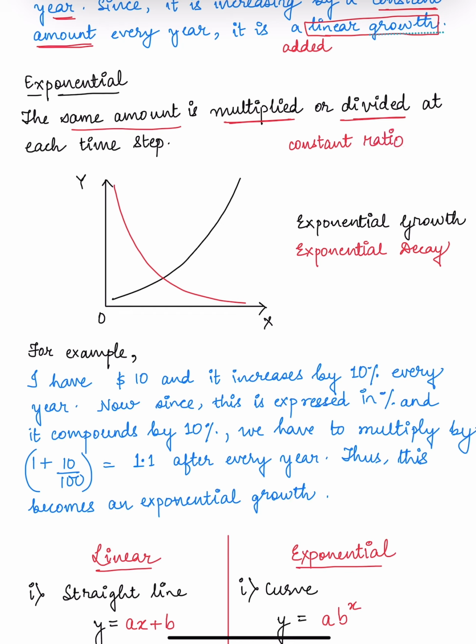If we look at the graph over here, we see that the black graph shows that while x is increasing, y is increasing, but it is increasing in the form of a curved line. This is not a straight line. So basically this denotes an exponential growth. And similarly, for the red line, while x is increasing, y is decreasing in a curved manner. So that is an exponential decay.